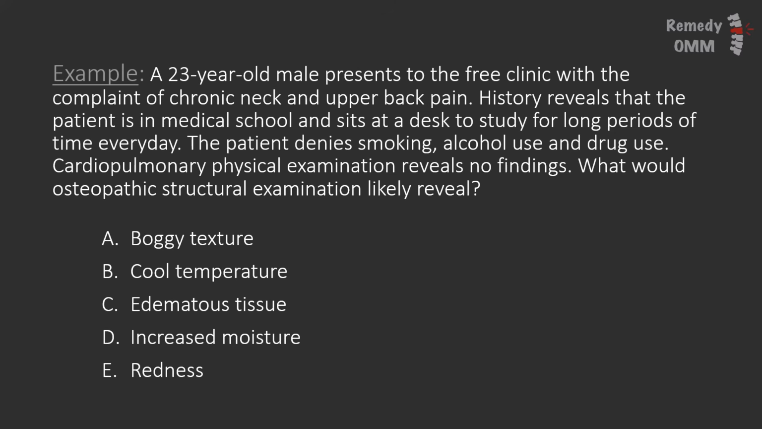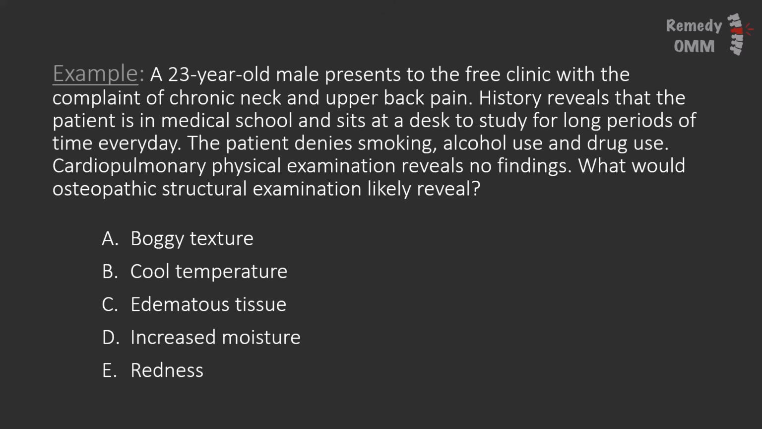Unlike before, where we read the whole question, let's look at how we can tackle this question efficiently. First, let's read the question. What would osteopathic structural exam likely reveal? Okay, so we're looking for an OMM finding. Second, let's take a quick peek at the answers. These are simple findings. Looks like maybe an acute versus a chronic type of situation, given the answer choices. So now we've really primed our thoughts to look for hints in the question stem so that we can get our answer. Now with that in mind, let's read the question.